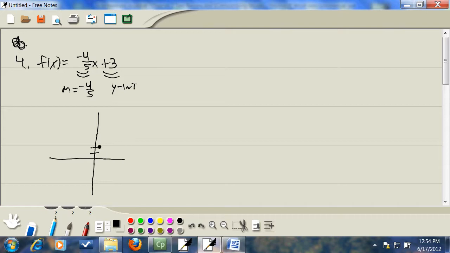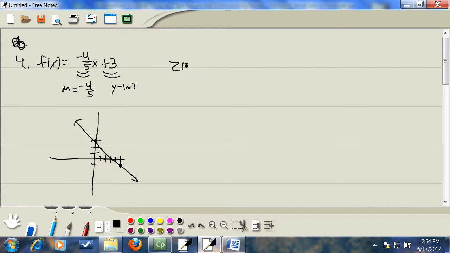So to graph this, we go to 3 on our y-axis, and we put a dot. That's our y-intercept. Slope is change in y over change in x. So the negative 4 means I'm going to go down 4. And the 5 down below is a change in x, so that means I'm going to go right 5. So from that point, I'll go down 4 and right 5, and that's where I'll put my second point. And then draw a line between them.